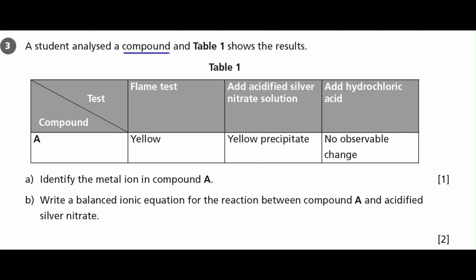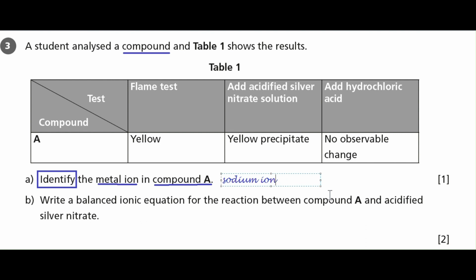Part A. Identify the metal ion in compound A. So what's the command word? The command word is identify, and we're looking for the metal ion in compound A. So to answer this question, I need to look at the first column, the flame test. And we can see here that the flame went yellow. This indicates the presence of the sodium ion. Please notice how I've actually put the word ion there, because it's not the presence of sodium metal, it's the presence of the sodium ion in the compound.